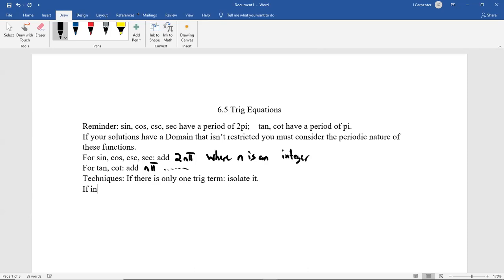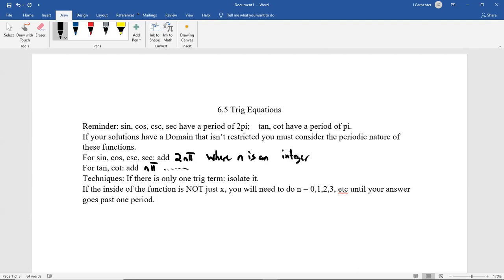If the inside of the function is not just x, you'll need to do n equals 0, 1, 2, 3, etc. until your answer goes past one period. We'll explain why that is next time. It also won't be something we get to immediately. And we're going to go ahead and pause there. So we'll come back, we'll read this off, we'll continue writing, and we'll start some examples.